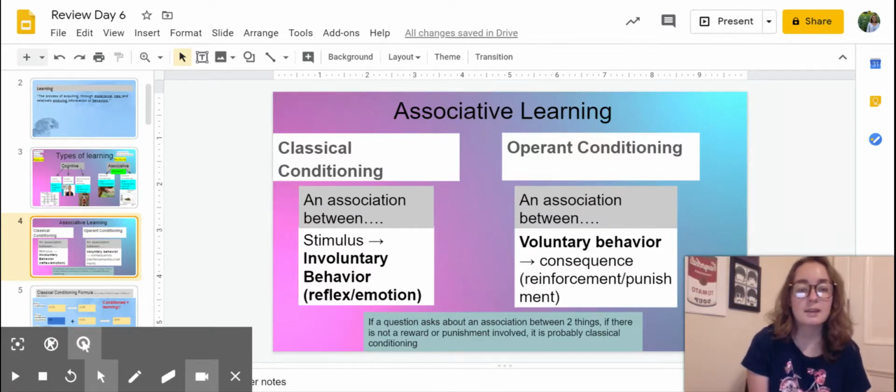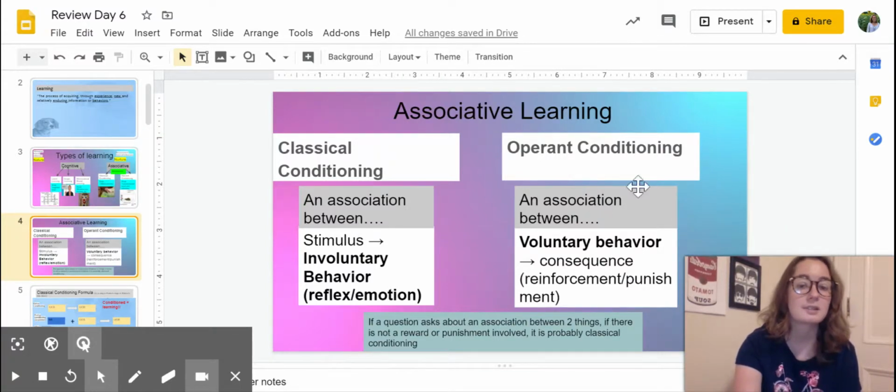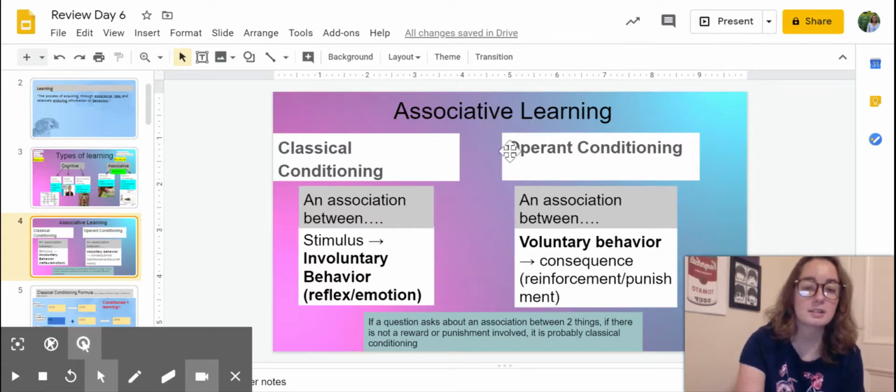So my biggest advice in determining between these two things, classical conditioning and operant conditioning, is if you see something talking about rewards or punishments or reinforcements, you can be pretty sure that it's operant conditioning. If you see an involuntary behavior or reflex like fear or something like that, that's very basic and primitive, that's classical conditioning.